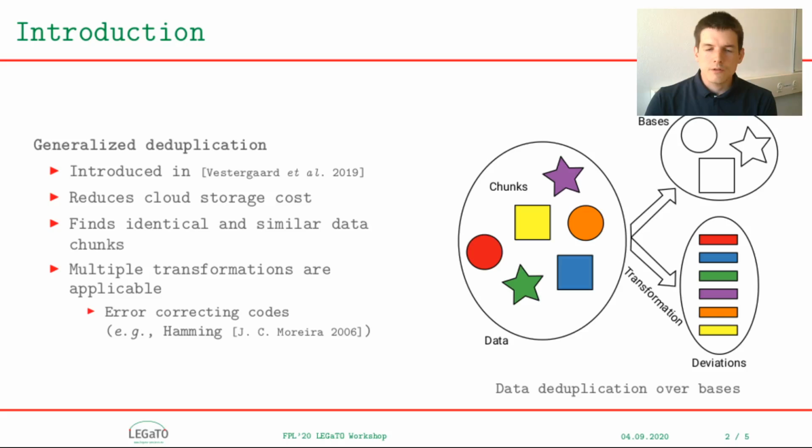To the right-hand side, you can see a dataset that has been split into equal-sized data chunks. These chunks have similar shapes but different colors. Data deduplication can therefore not deduplicate these chunks. However, if we apply a transformation function, we can split the chunks into a set of bases and a set of deviations. The bases can be deduplicated, while the deviations encode the single bit that distinguishes the chunk from the bases. We have expanded on this idea and applied it to IoT networks.